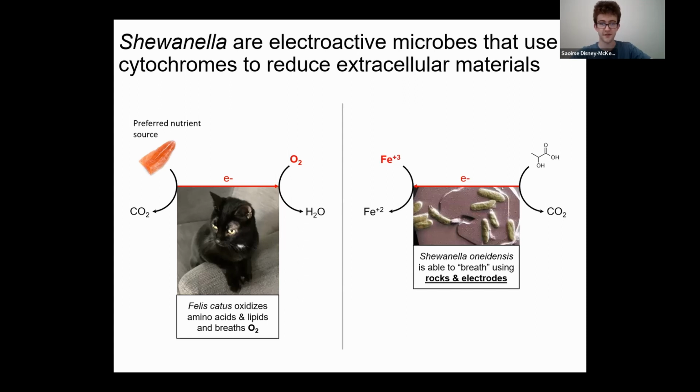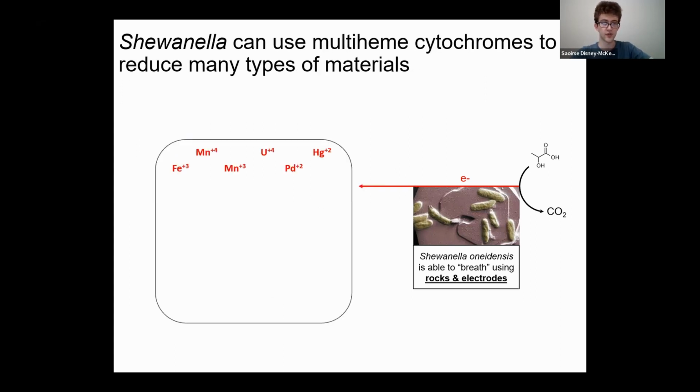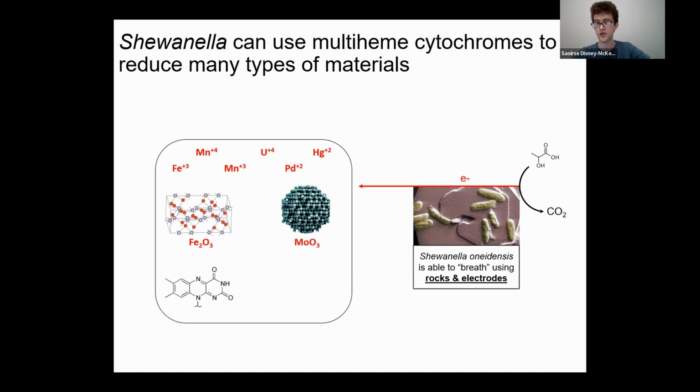Shewanella does things a little bit differently. It really likes lactic acid. And when it oxidizes it, it conducts the electrons to minerals, and also metals and soluble electron acceptors. These can include a wide variety of transition metals, as well as some exotic stuff like uranium, in addition to bulk minerals like hematite, metal oxide nanoparticles, as well as organic small molecules and metal electrodes.